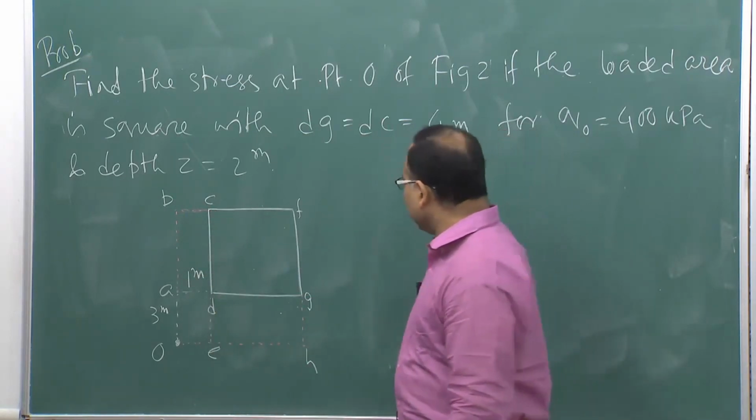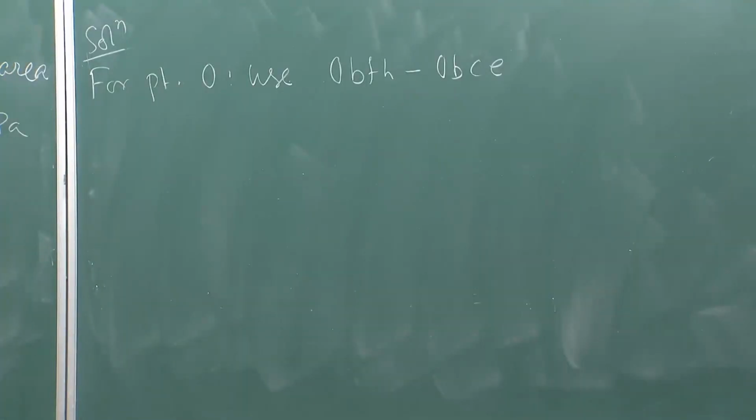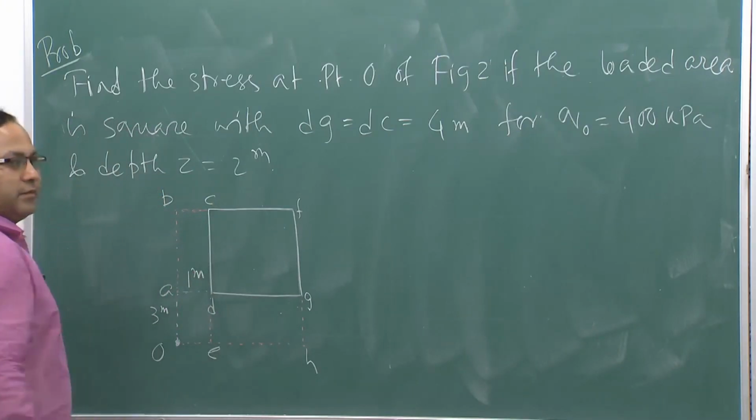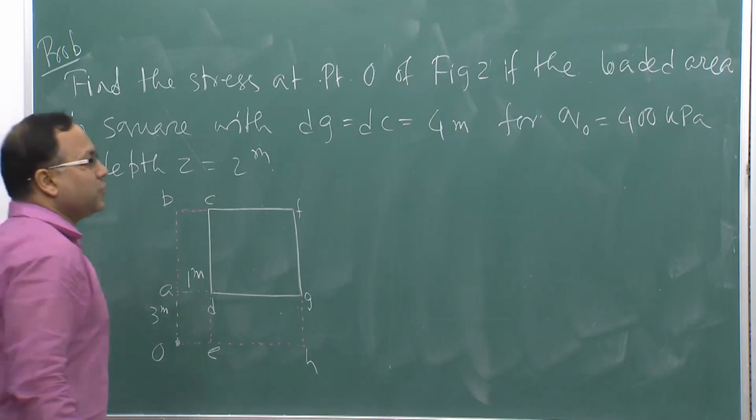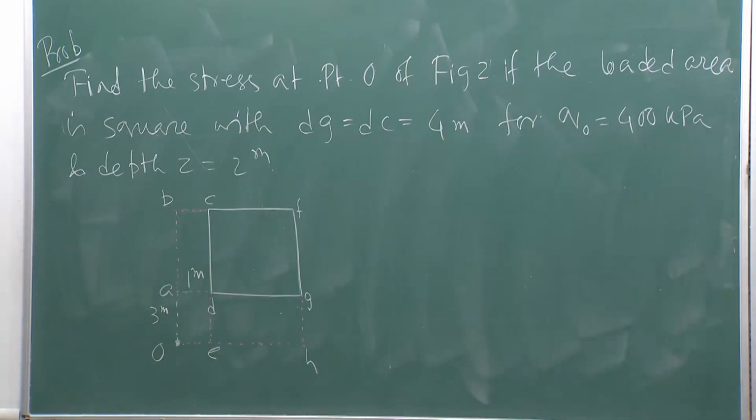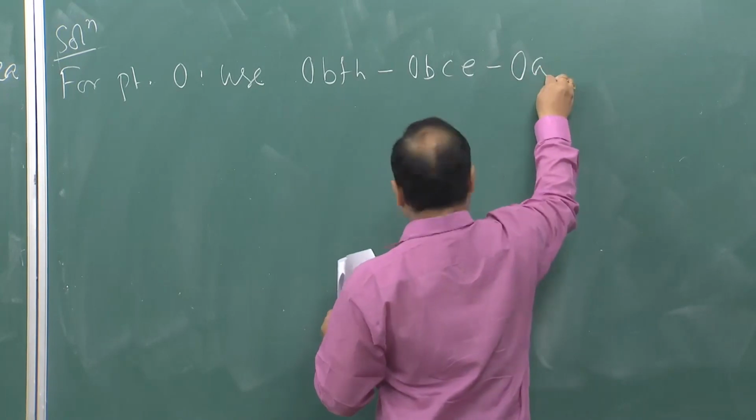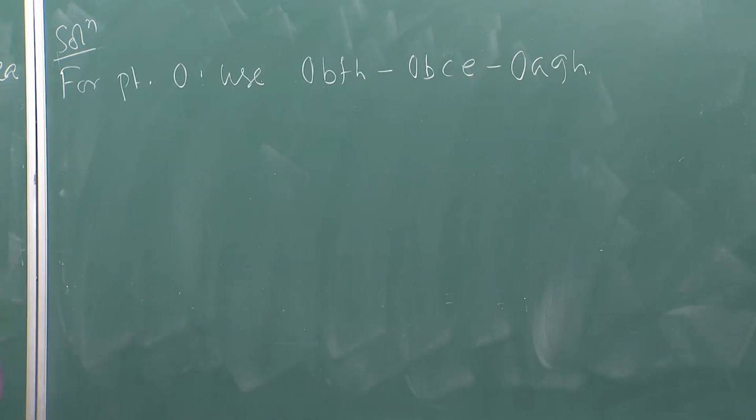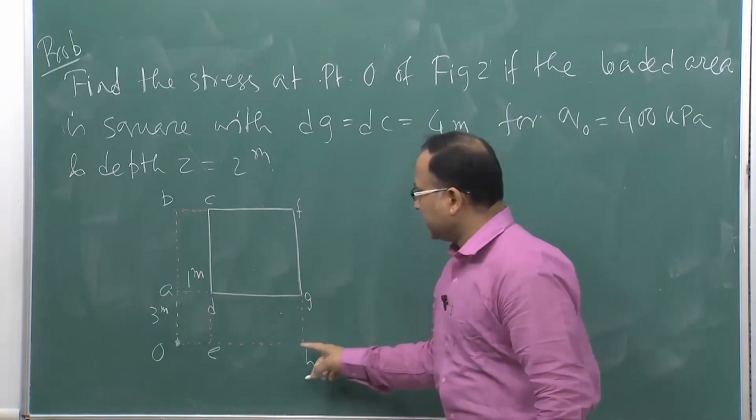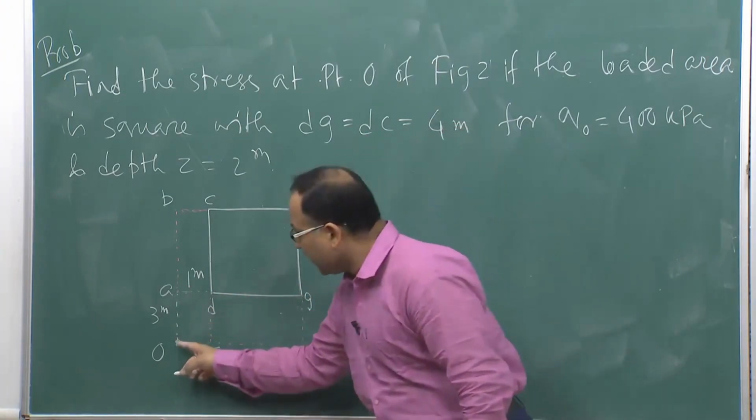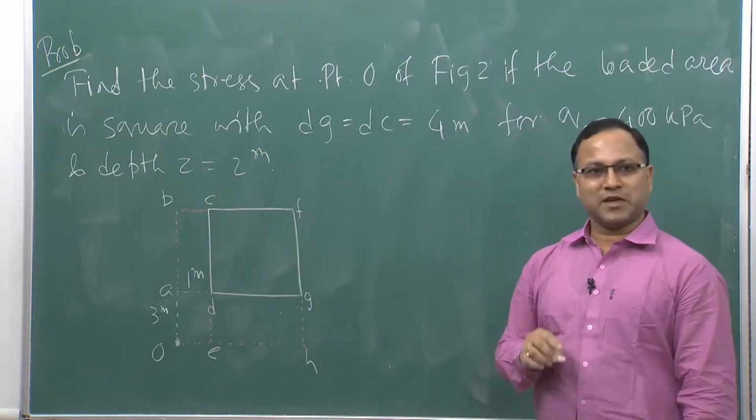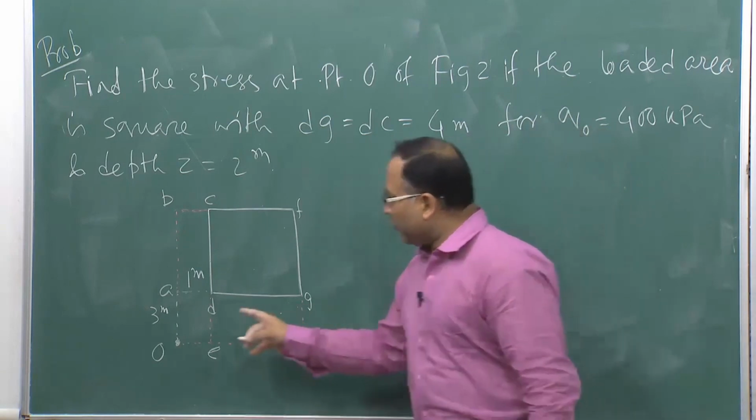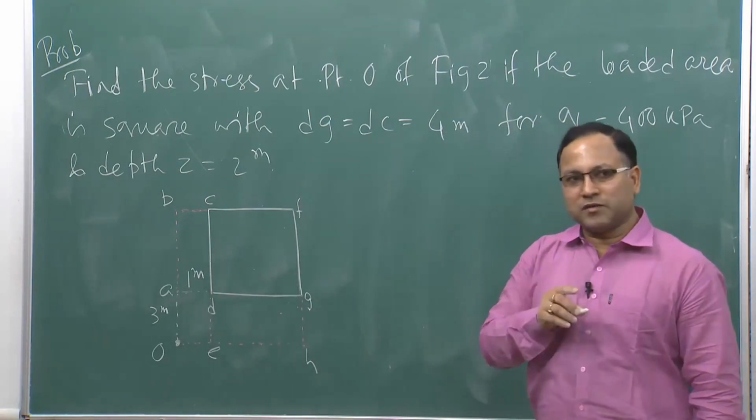So, what I am doing? I am doing OBCE, OBCE, that I am deducting, fine. So, minus OBCE minus OAGH, but whatever we are considering, all the times O is coming as the corner. Please try to understand, please try to see the beauty of this problem. Okay. So, O is always coming as the corner.